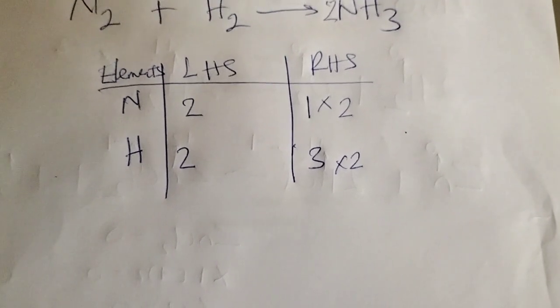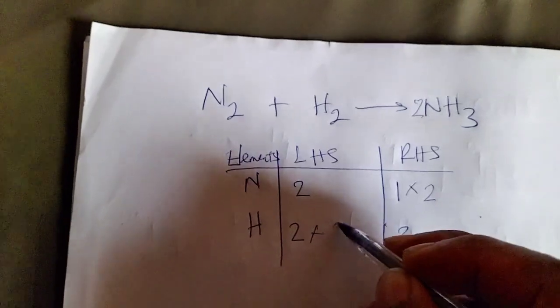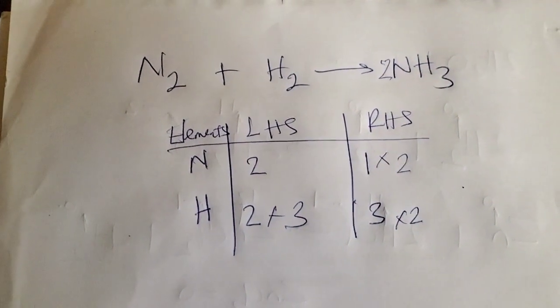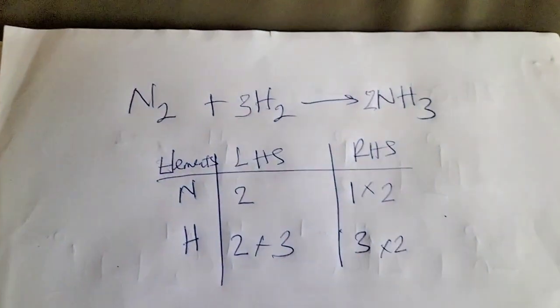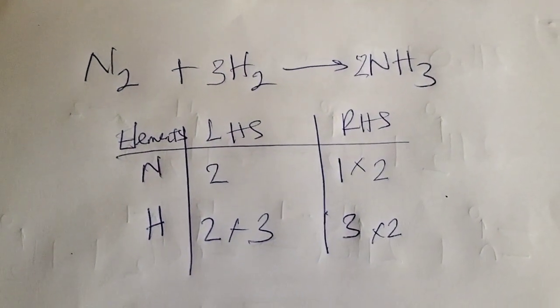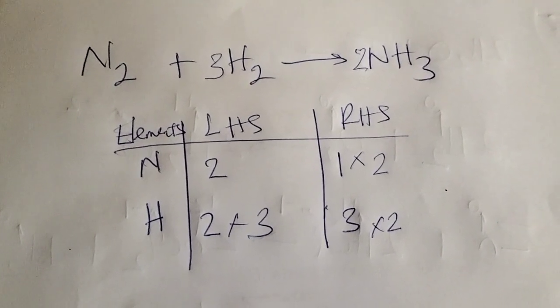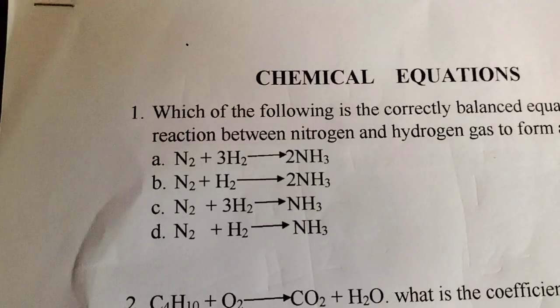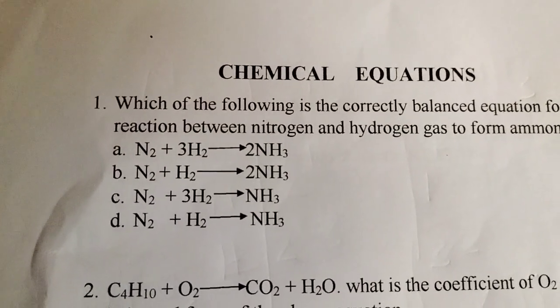So what do we do to hydrogen? 6 is a multiple of 2. To balance this side, multiply by 3, giving us 6. So locate hydrogen and put 3 in front of it on the left-hand side. So this is the balanced equation: 1 molecule of nitrogen, 3 molecules of hydrogen, and then 2 molecules of ammonia. So the answer is option A. That's the right answer to the question.